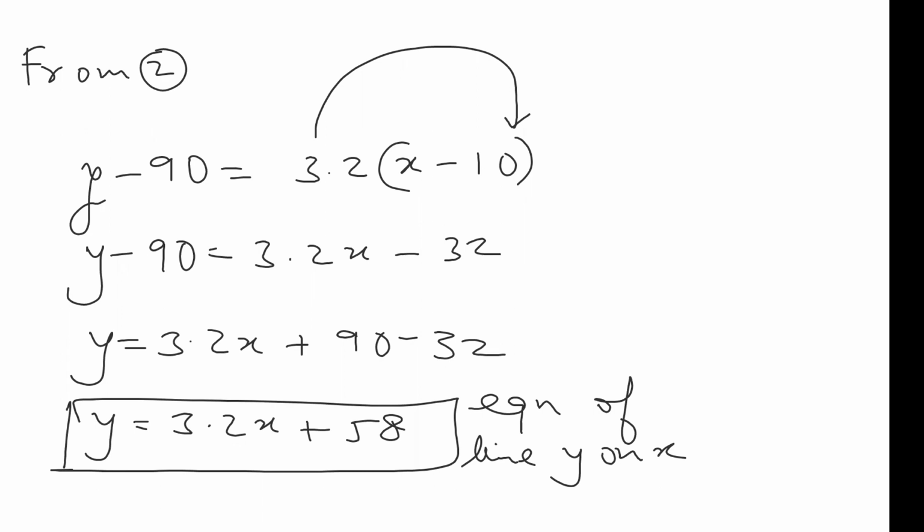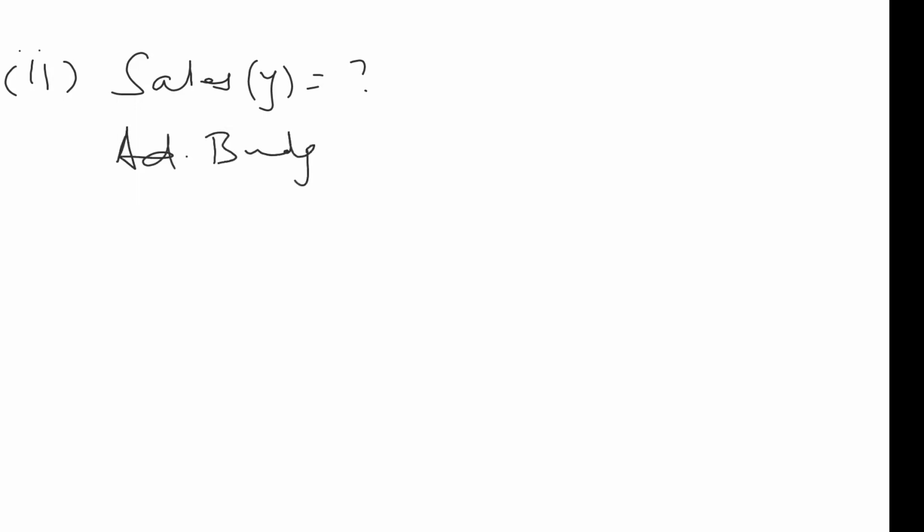Now, the second part of the problem: we have calculated both the lines. They are asking for sales. What are the likely sales? Sales are represented using y. They are asking for y, if the advertisement expenditure is based on the advertisement budget. The advertisement budget is nothing but x, which is equal to rupees 15 lakhs.